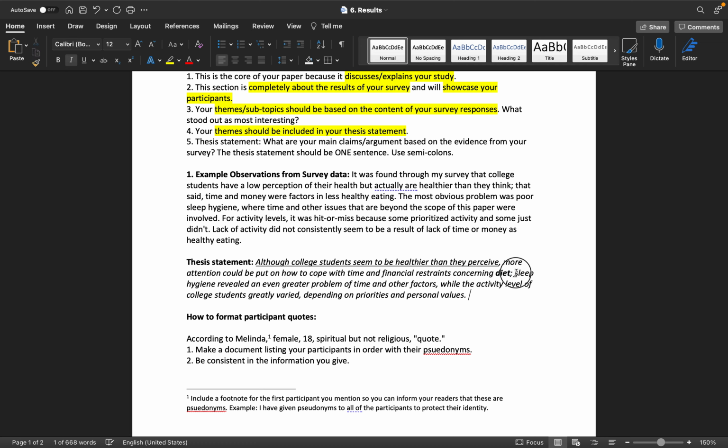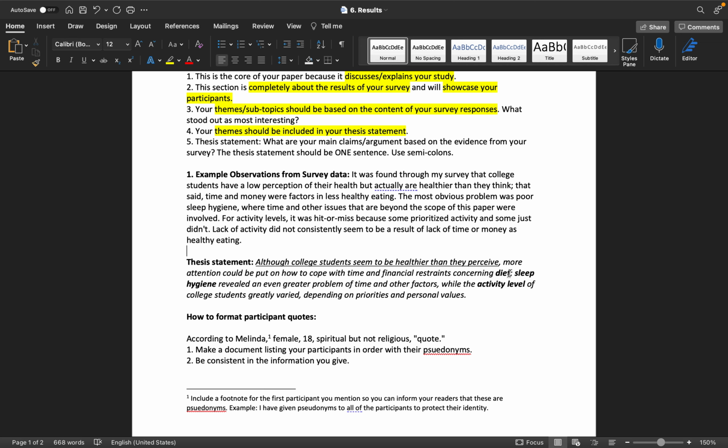And then my second one is sleep hygiene, which revealed an even greater problem of time and other factors, while the activity level of college students greatly varied depending on priorities and personal values.